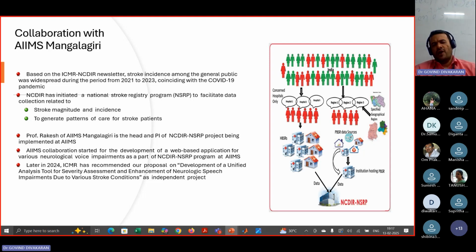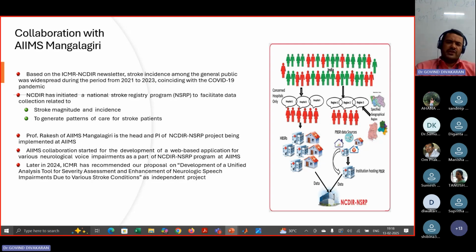So they floated projects. As a part of that, they brought out two sources. One is for hospital based centers, to collect the data, and the other is a population based center for the people. One is called HBSR, hospital based stroke registry, and the other is PBSR, population based stroke registry.